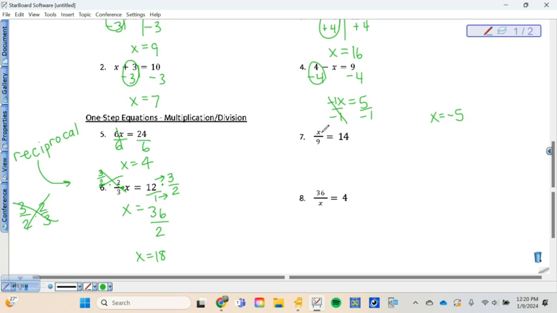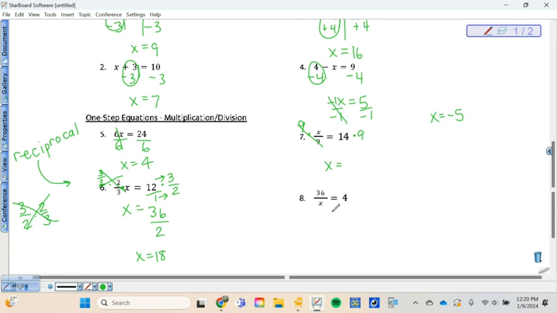Division, right? I'm dividing x by what? So how do I undo dividing by 9? Multiply by 9 on both sides. My 9's cancel here. I've got x is equal to 14 times 9.